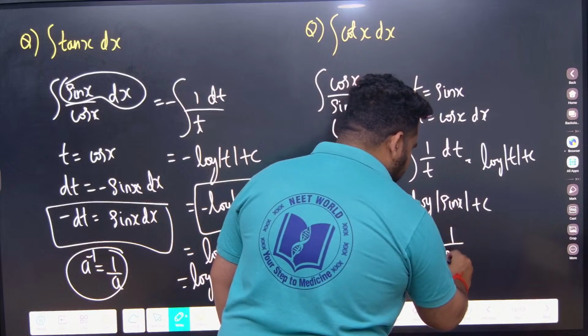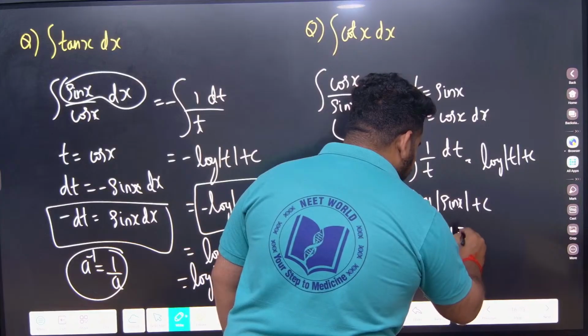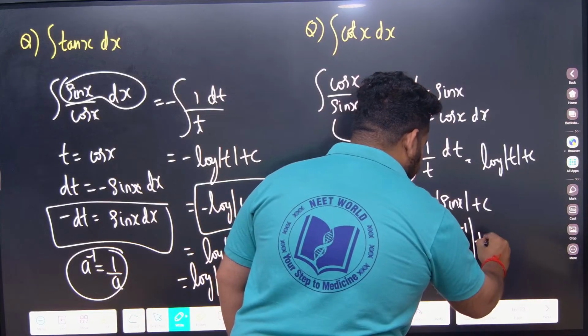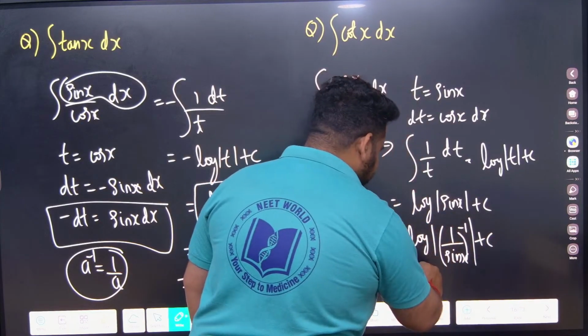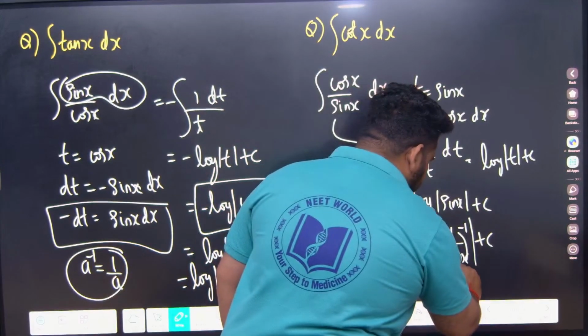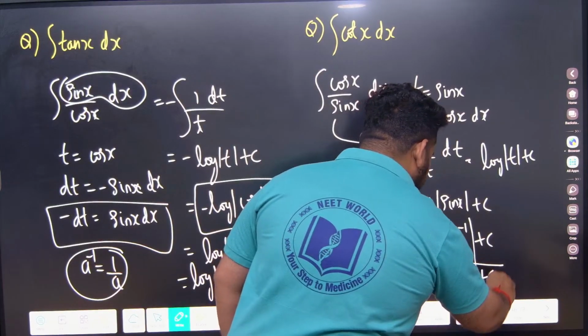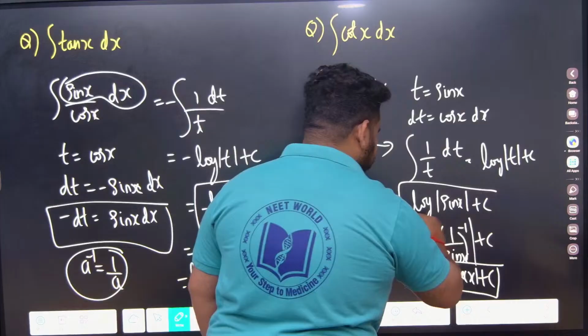If I bring it down, no problem, sin x you bring down, but to the power of minus 1. If I bring it down, it will become to the power of minus 1 plus c. Now what will happen? Minus 1 will come outside, minus log. 1 by sin x is what? Cosecant. So minus log cosecant x plus c. So what is the answer we got? Minus log cosecant x plus c and log sin x plus c.